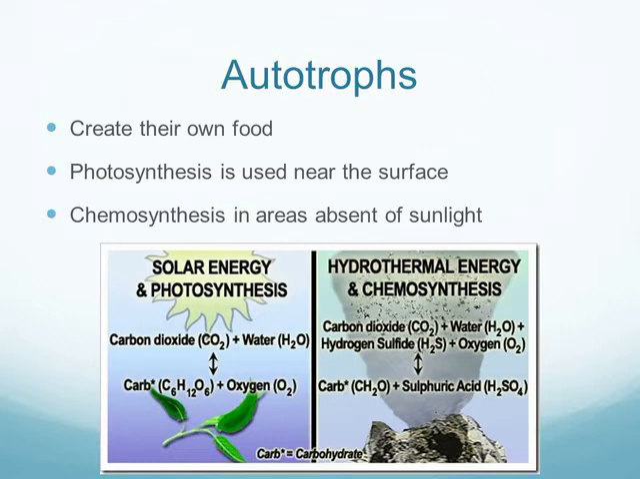And so they typically will do either photosynthesis or chemosynthesis depending on where they're located at. If they're located near the surface, they will do photosynthesis. If they are located in an area that does not have sunlight, they will do chemosynthesis and use hydrogen sulfide instead of sunlight, basically, to do their chemical reactions.